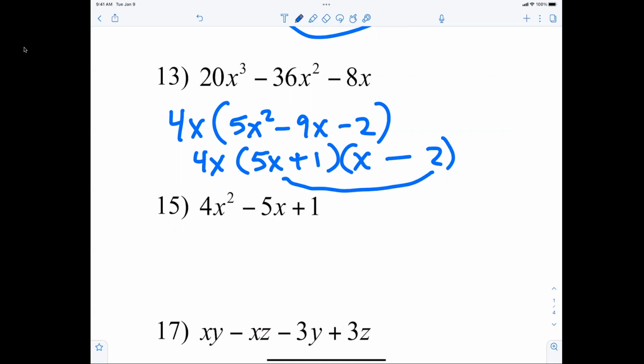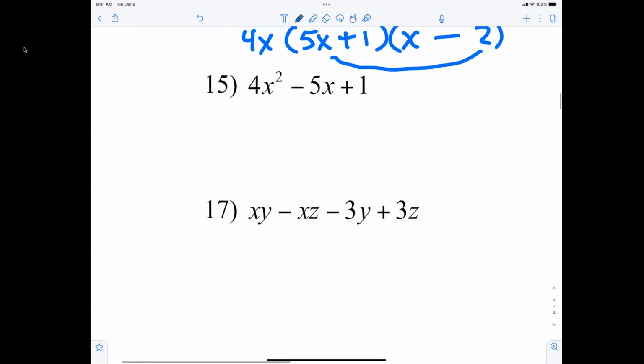Now, here's what I'm talking about on 15. Is there a GCF on 15? No. What's the middle term? 5, right? Now, do I want to break 4 down to 2 and 2, or do I just want to make it 4 and 1? 4 and 1, because that'll help you get to the middle term. Exactly. All right. So there is no GCF. If you want to make yourself a note, no GCF, but we still looked.